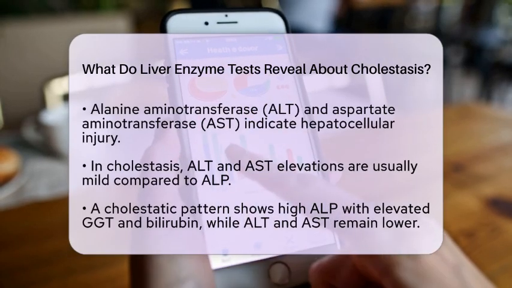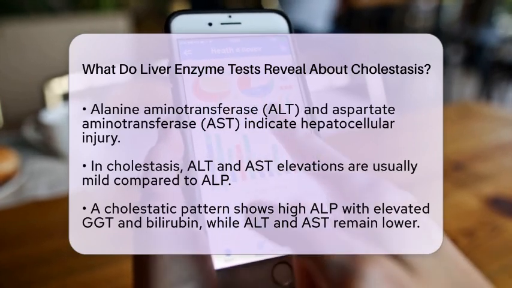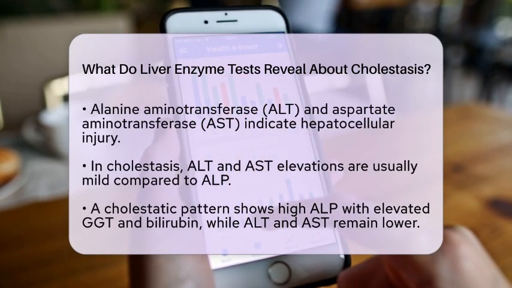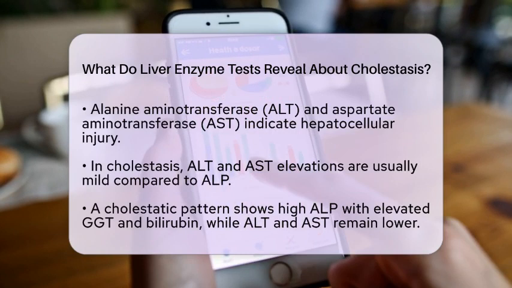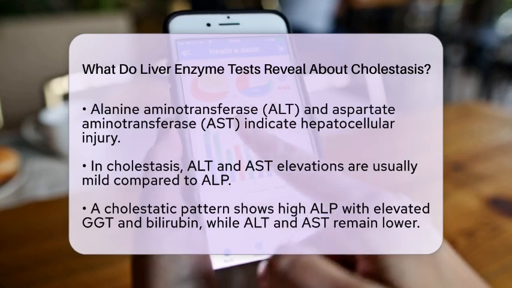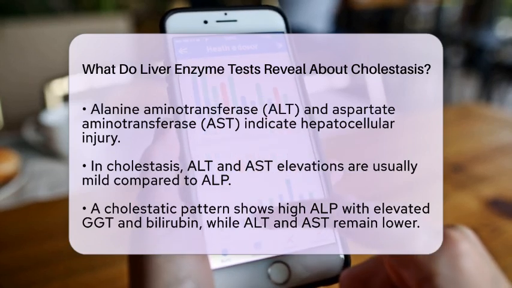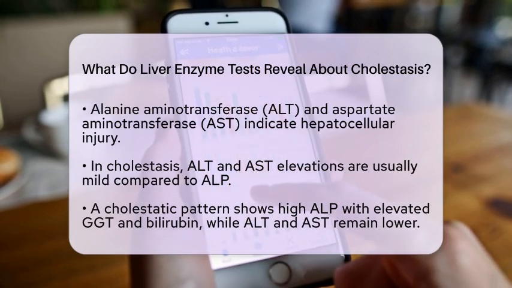The patterns of these liver enzyme abnormalities help categorize the type of liver injury. A cholestatic pattern shows marked elevation of ALP with elevated GGT and bilirubin, while ALT and AST levels remain relatively lower. In contrast, a hepatocellular pattern shows predominant elevation of ALT and AST.